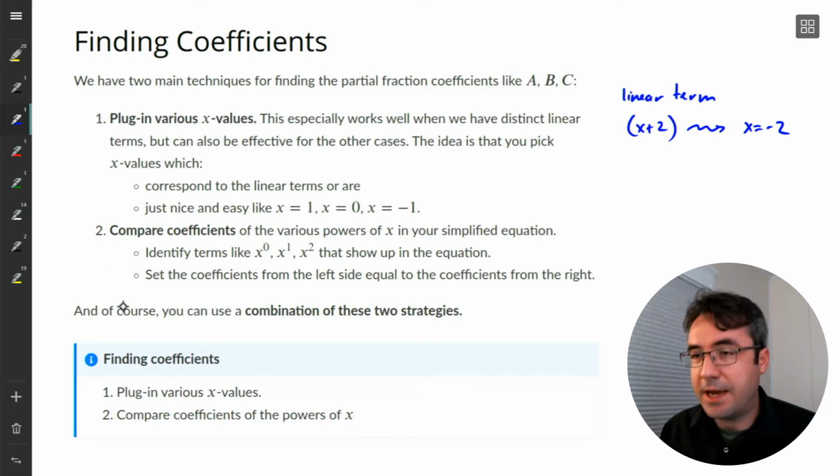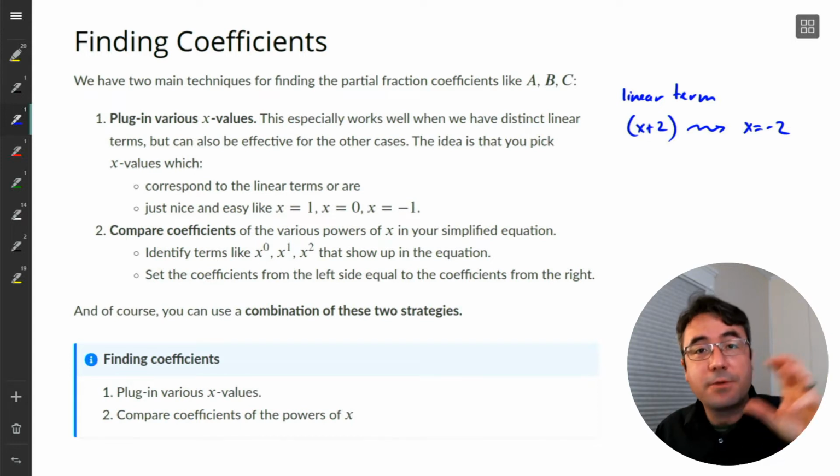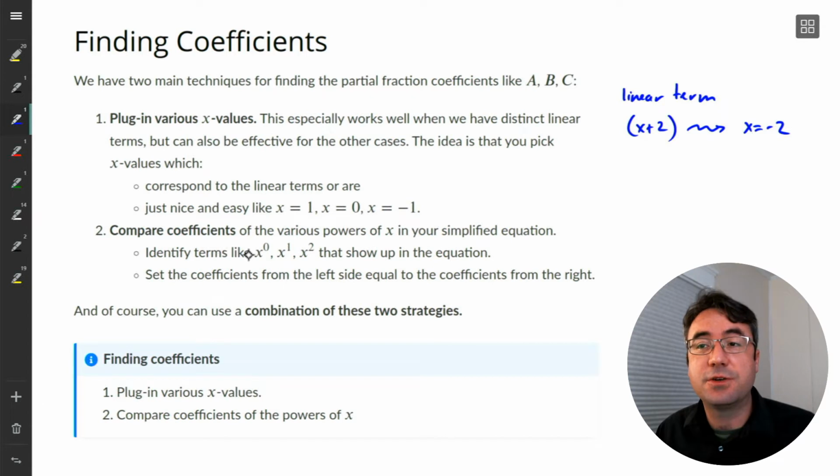The strategy we're going to look at in the next example is comparing coefficients. We're going to have our equation, which involves powers of x and also our a, b, and c terms. The idea with this strategy is we match up our powers of x and then compare the coefficients in front of each of our x powers. So this is another helpful strategy as well.